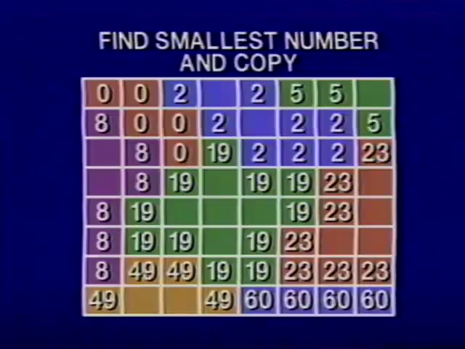region. So for example, the number 19 has been propagated around the border of the central green region. And the number 0 has been propagated down the squiggly region in the upper left.